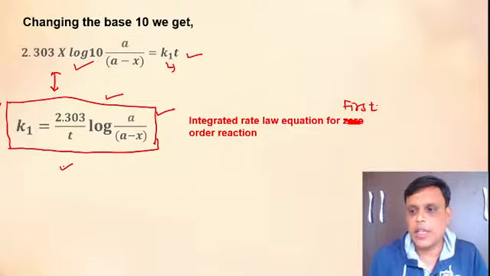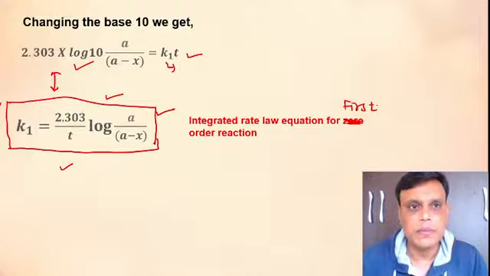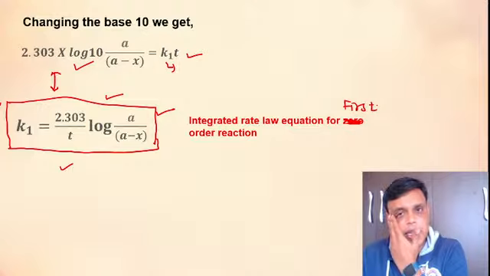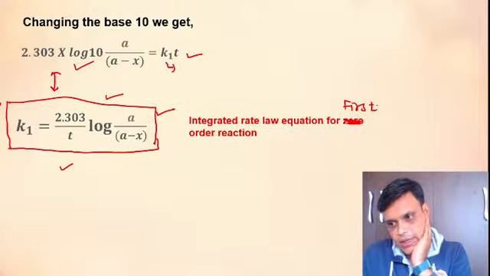ठीक है. Have you understood this or not? The integrated rate law equation for first order reaction, that is k1 is equal to 2.303 divided by t log a by a minus x. Please remember this equation. This is your integrated rate law equation for first order reaction. Okay, have you understood this?